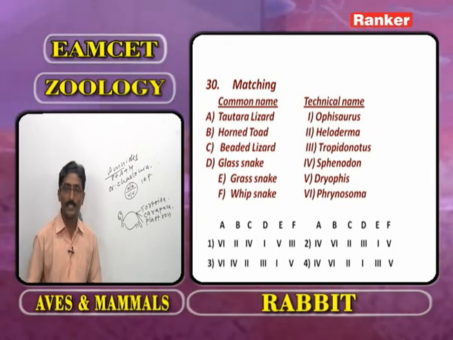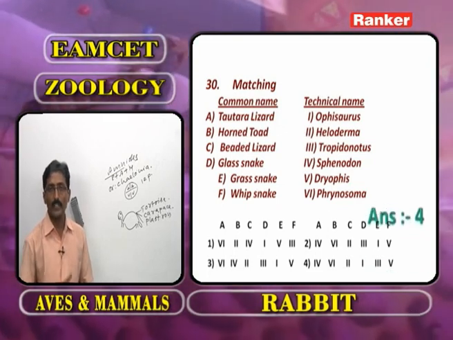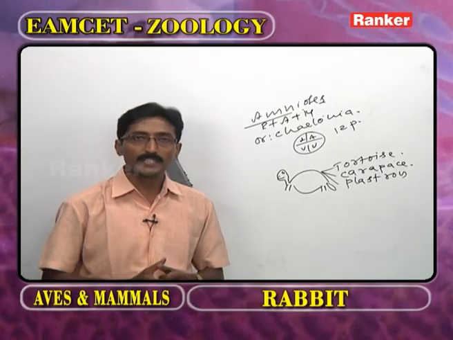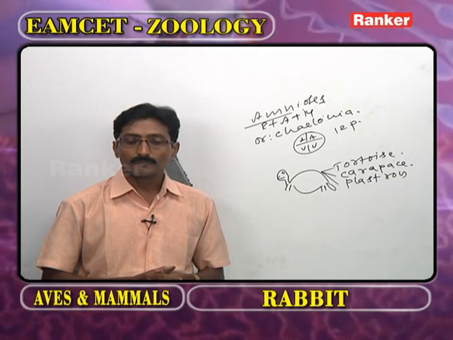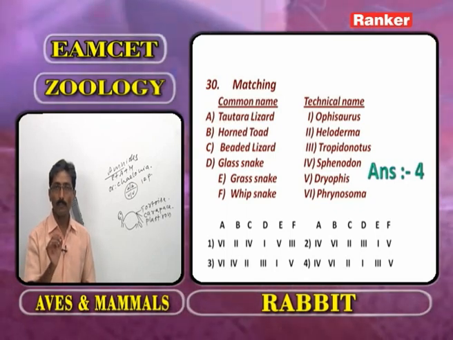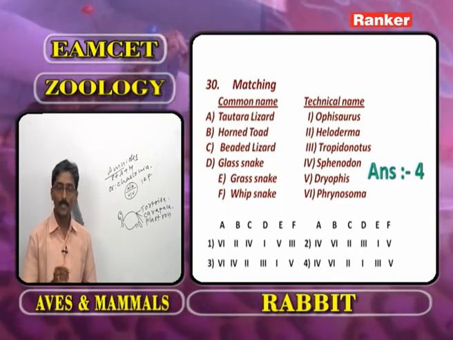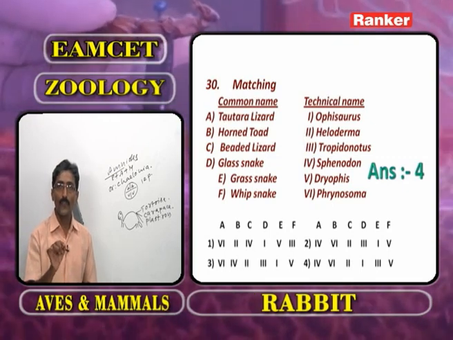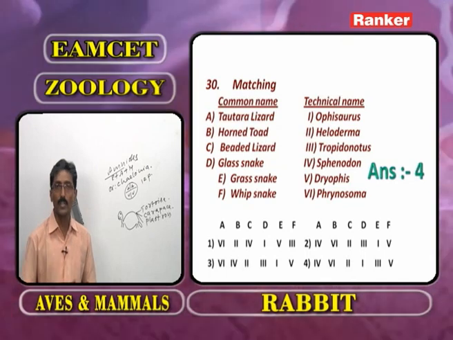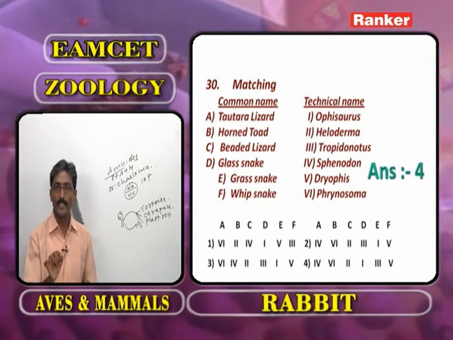Now, Tuatara lizard is also called Sphenodon. Sphenodon is also called the living fossil. And horned toad, on the head a horn is present. That is Phrynosoma. Beaded lizard, example is Heloderma, that is a poisonous lizard. And glass snake, the body is snake-like, but it is a lizard. What is the example? Ophisaurus. Grass snake, that we call Tropidonotus, which lives in fresh water. Whip snake, the body is whip-like, that is Dryophis.